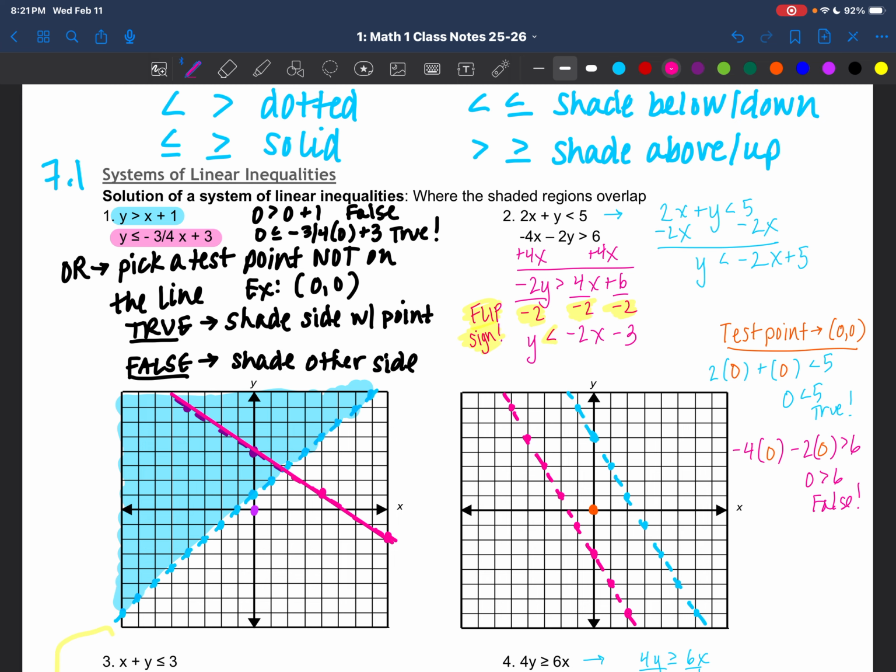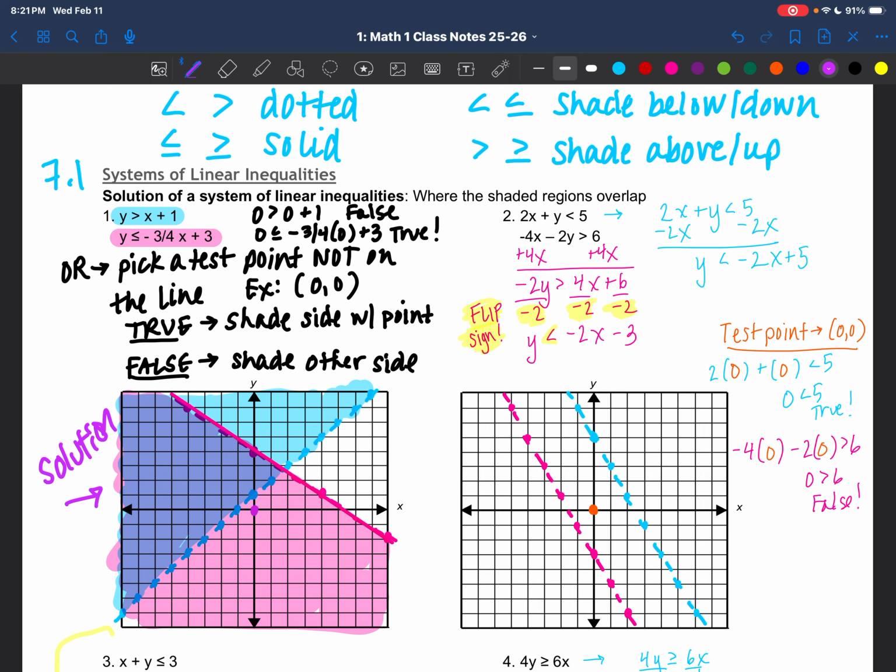So now we're going to go through and shade. Since it's true, we're going to shade the side that includes the point. So we're going to go here. And the shaded area where they both overlap, that is your solution. It's right in this area where it's purple.